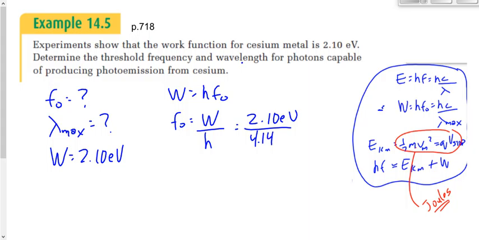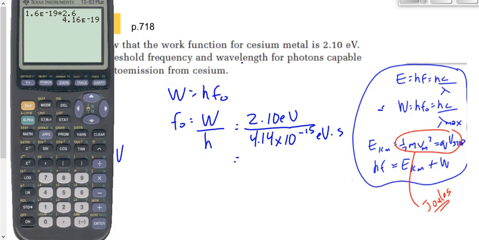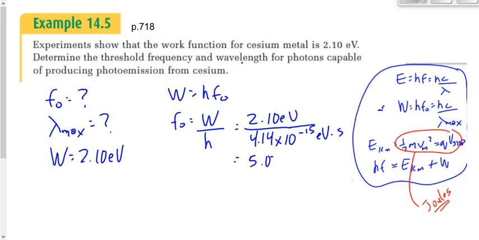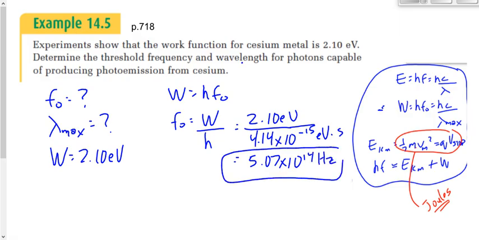But make sure you use the 4.14 value for the electron volt seconds for Planck's constant. So 2.1 divided by 4.14 times 10 to the negative 15. 5.07. Anything below that frequency, nothing happens. Anything above that frequency, 1 photon causes 1 electron.